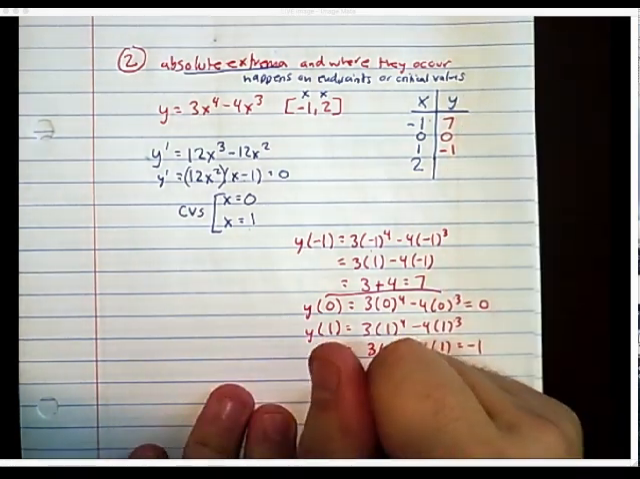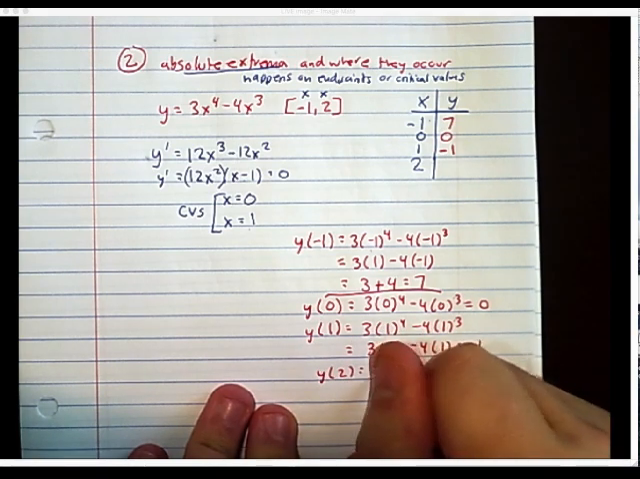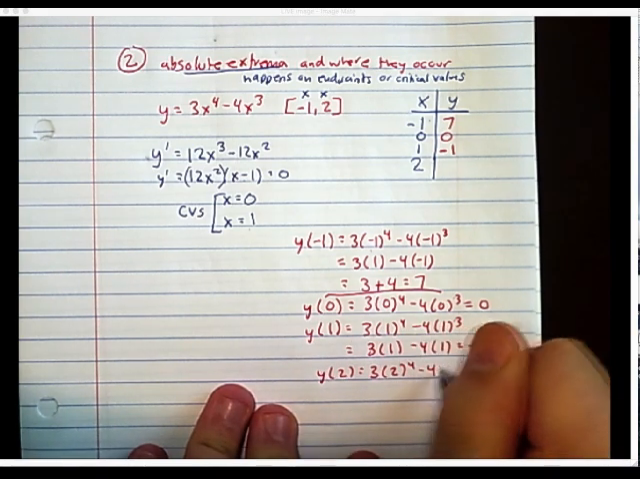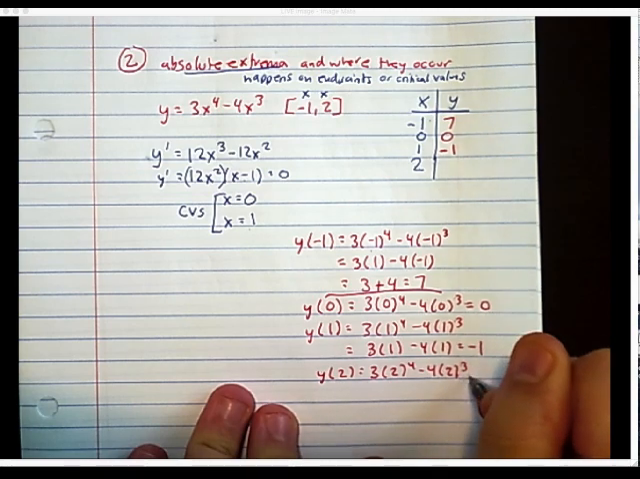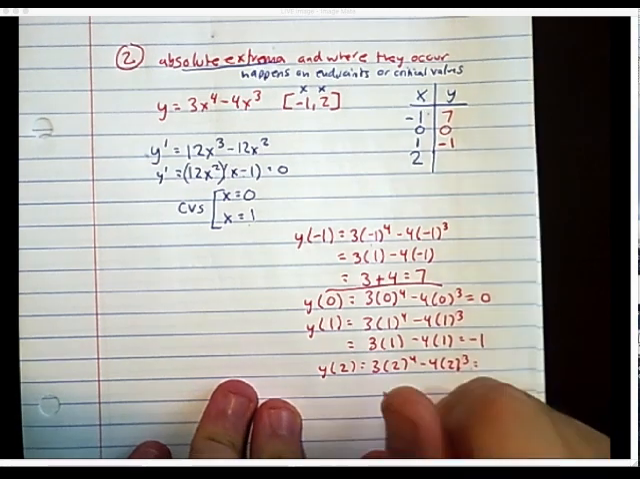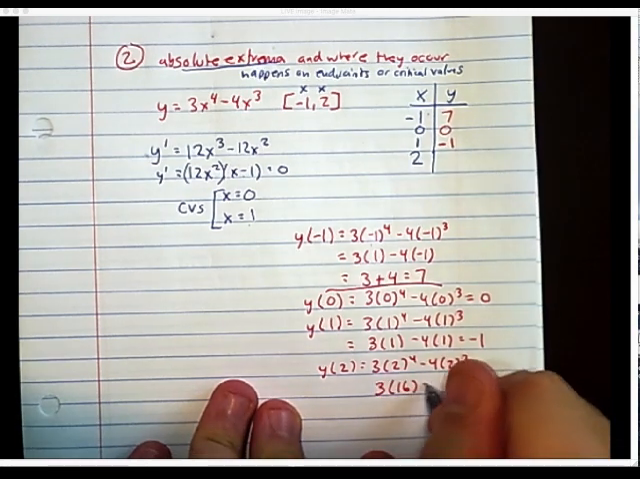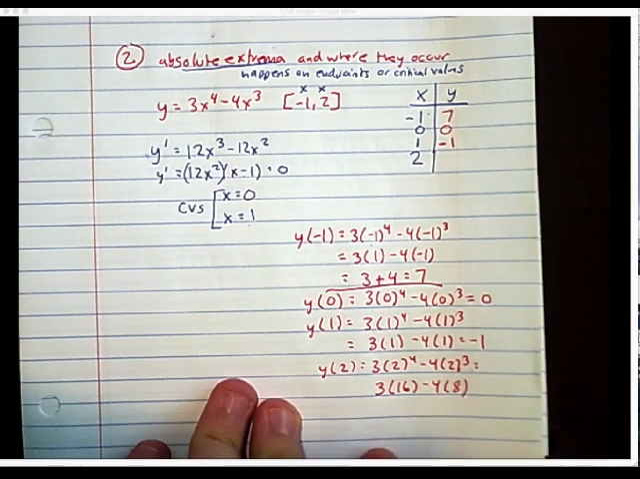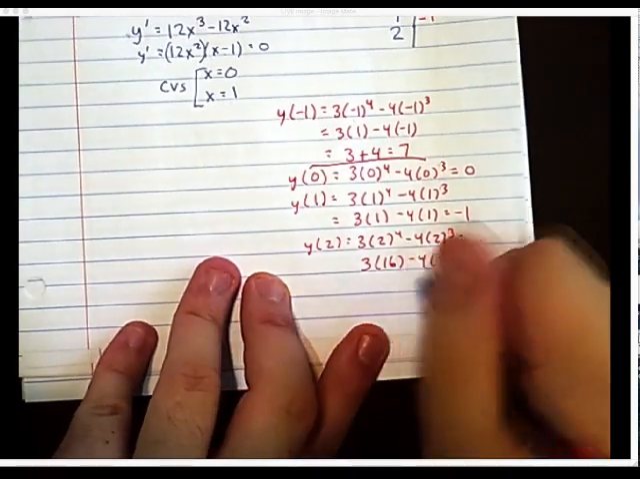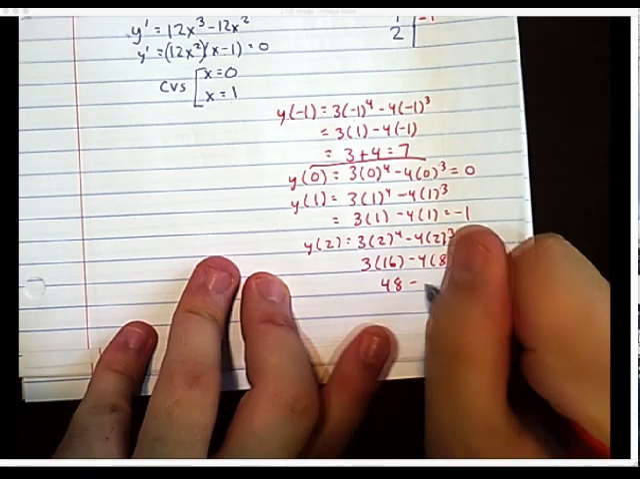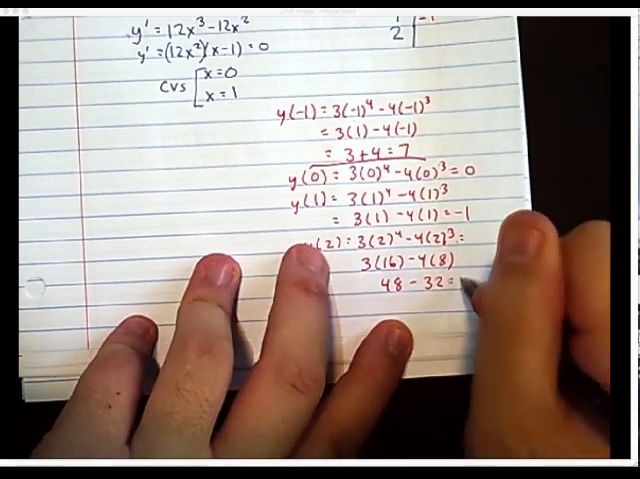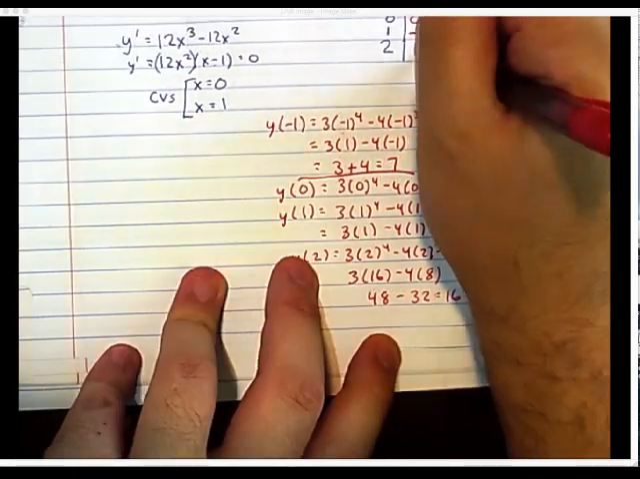And if I plug in 2 here, 3 times 2 to the 4th minus 4 times 2 to the 3rd. Remember, I'm plugging these into the original. 2 to the 4th is 16. 2 to the 3rd is 8. 3 times 16 is 48. 4 times 8 is 32. 48 minus 32 is 16. Okay.